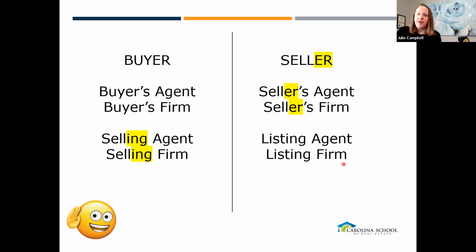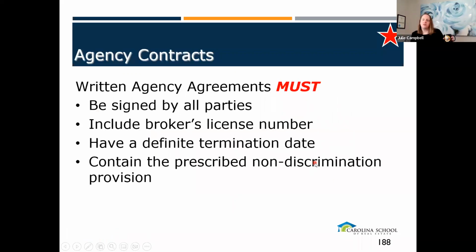So starting on page 188, we start talking about our written agency agreements. Please note, this is just about written agency agreements. We're putting oral buyer agency off to the side for just a second. Eventually, that oral buyer agency has to be in writing.